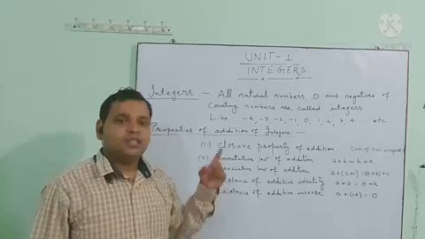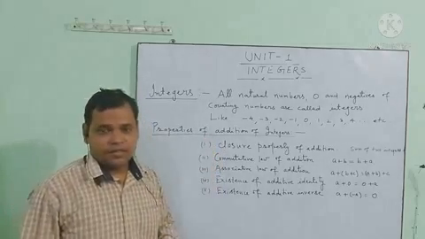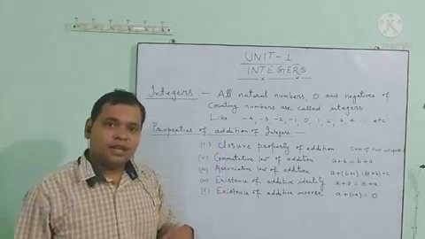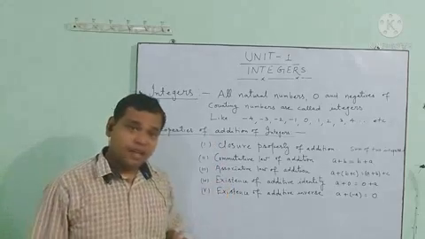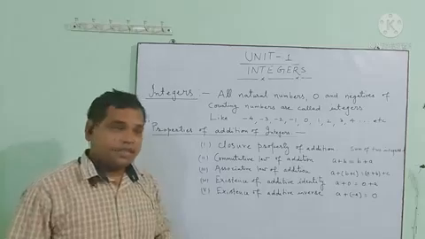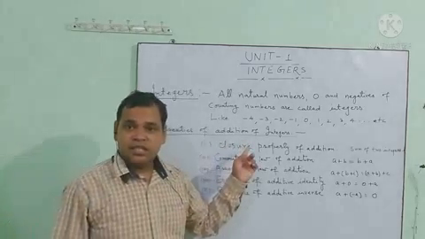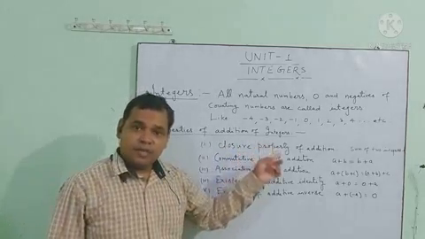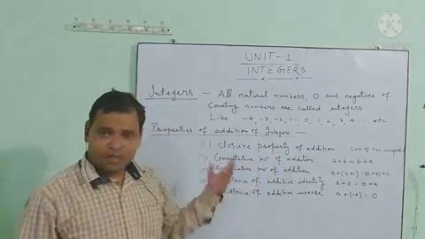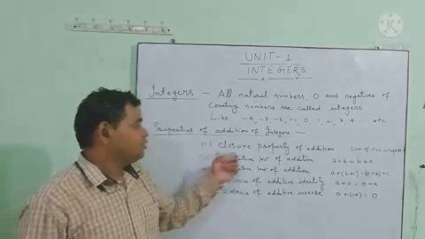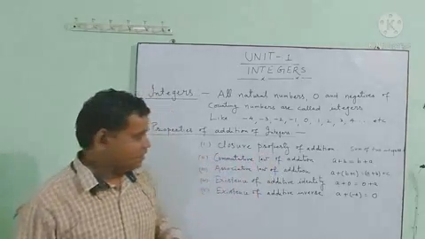Suppose you have two integers, 4 and 5. When you add 4 and 5, 4 plus 5 is equal to 9. 4 and 5 both are integers. When we add these two integers, 4 plus 5 is equal to 9. 9 is also an integer. This is called closure property of addition.